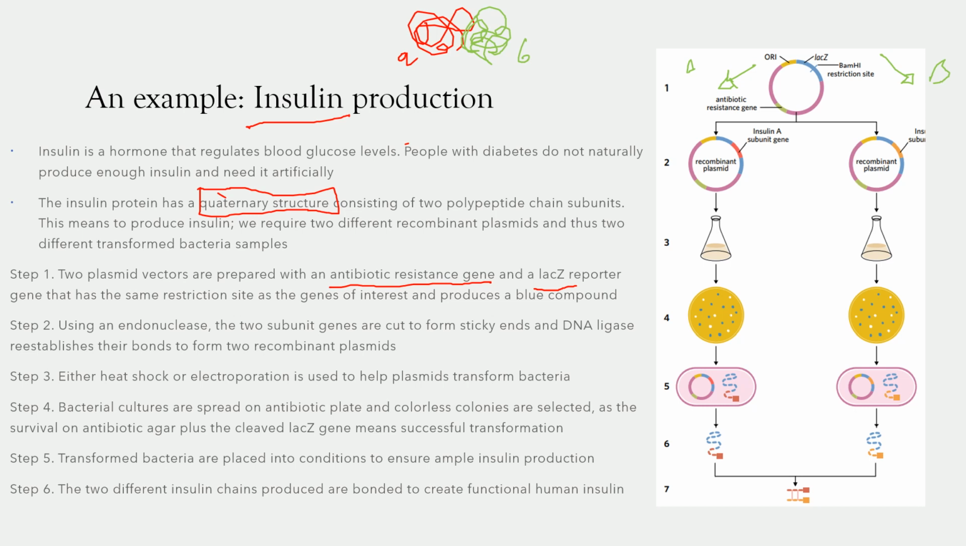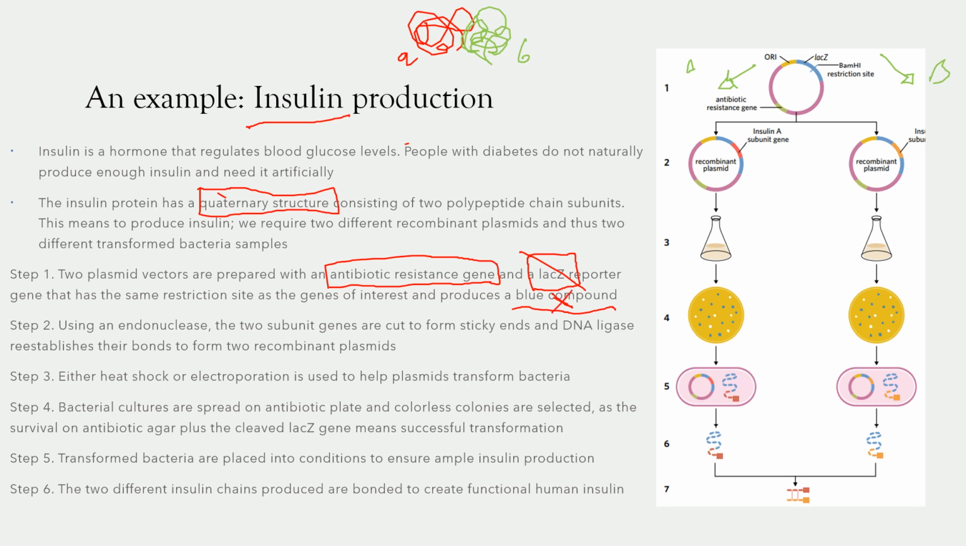The antibiotic resistance is the same as the other example. If it has successfully taken up the gene, that means it has also taken up the antibiotic resistance gene and will be able to survive on the antibiotic plate. LAC-Z has the same restriction site as the gene of interest. So if LAC-Z and the gene of interest are successfully cut and taken up, this LAC-Z reporter gene should be cut. LAC-Z naturally produces a blue compound, so if LAC-Z is being cut, there should be no blue compound.